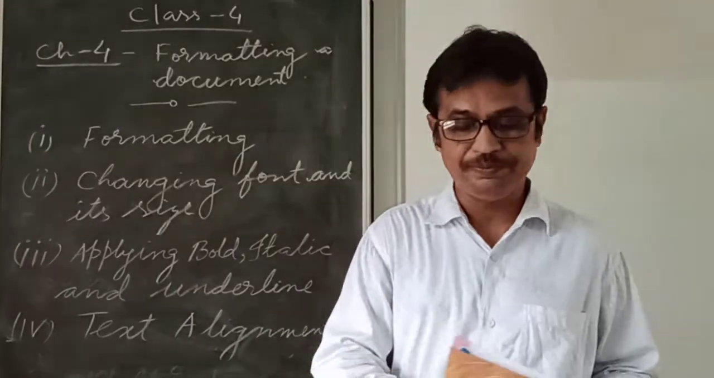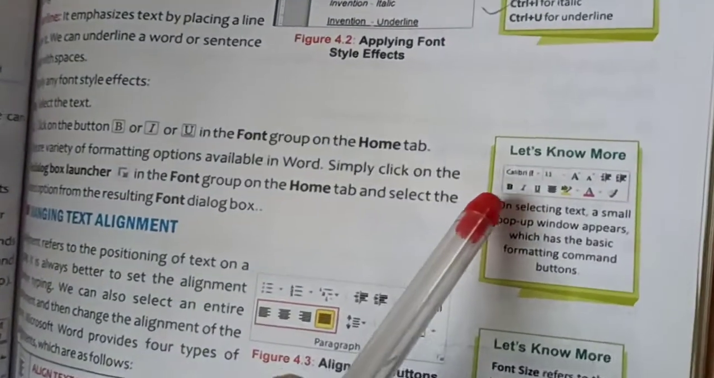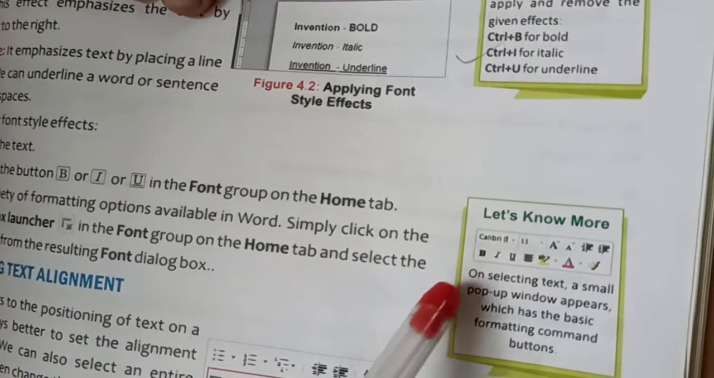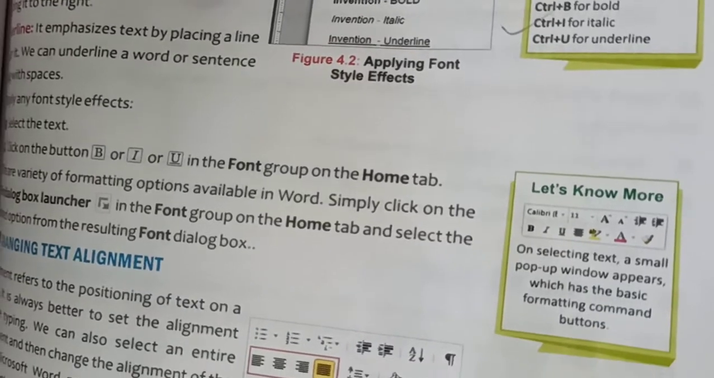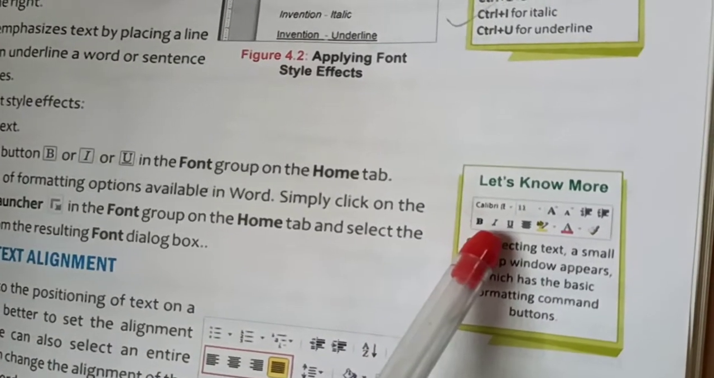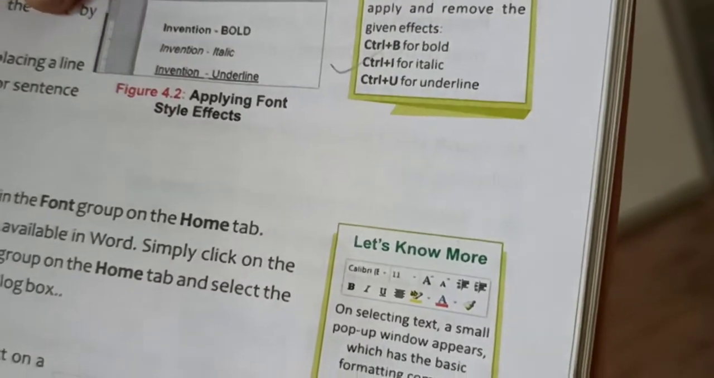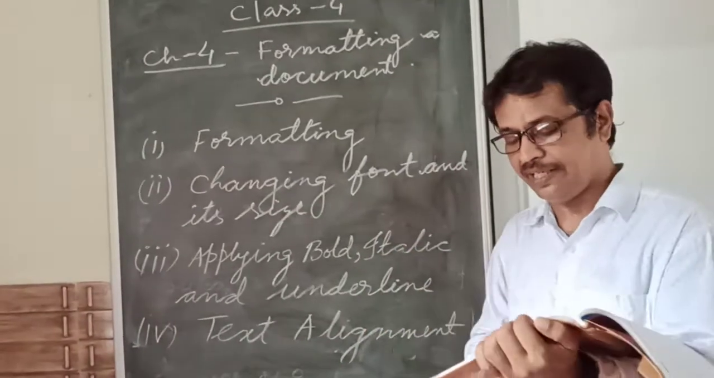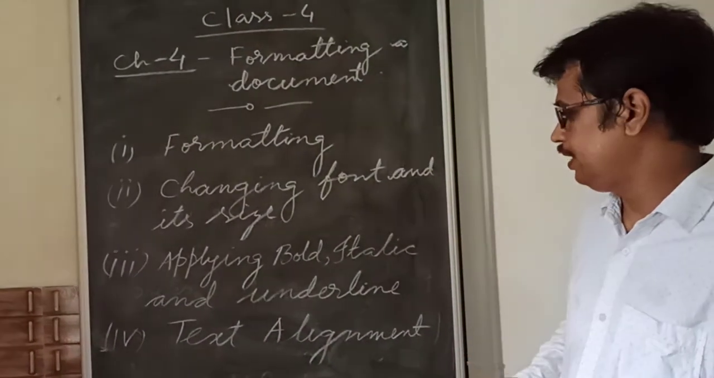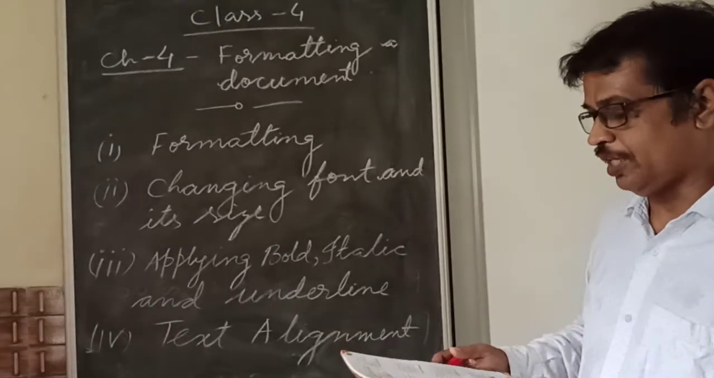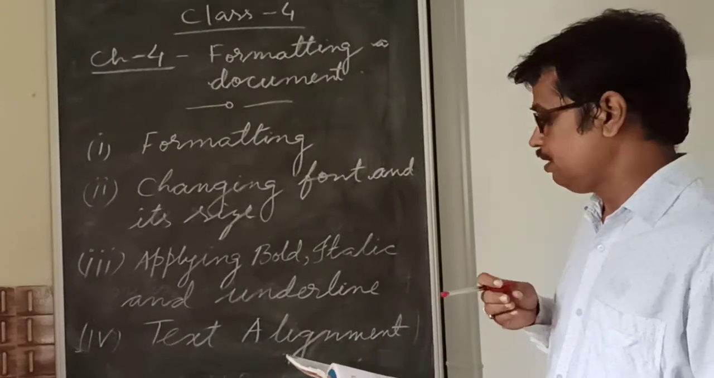See this one. After selection, in the Home tab, you can see B, I and U. This B is for making your text bold, this I for making the text italic, and this U for making the text underline. So first you select your text, then go to the button for bold, italic and underline, click whatever you want to do, then your text will be changed according to your wish.